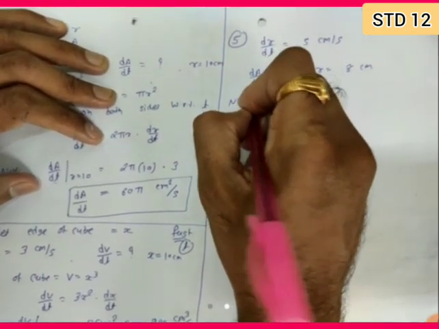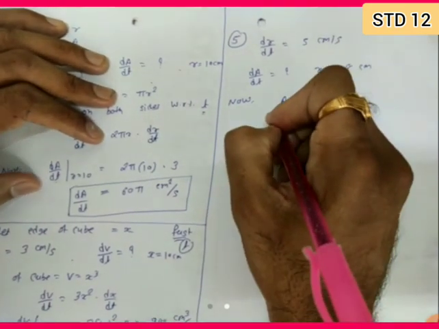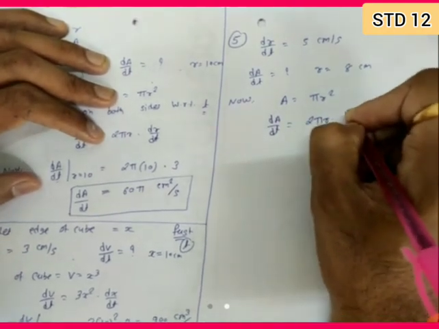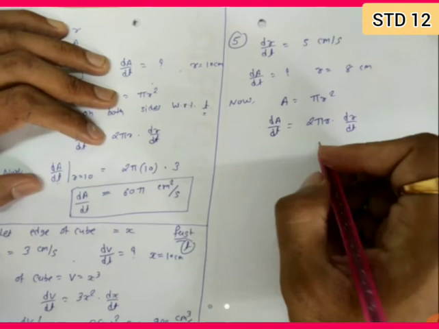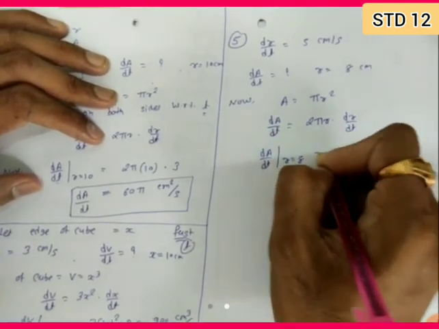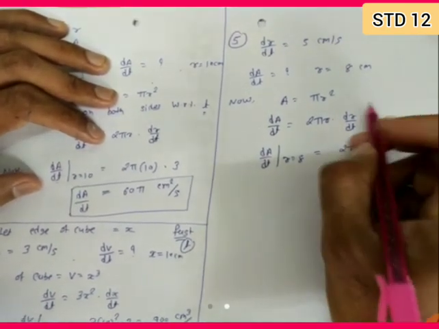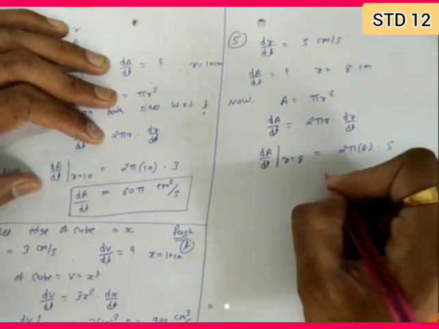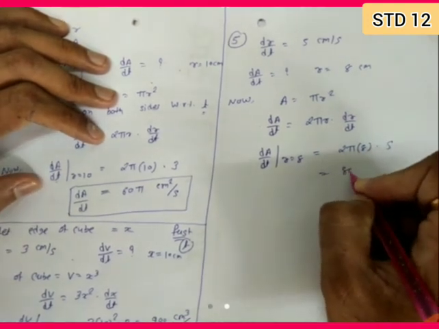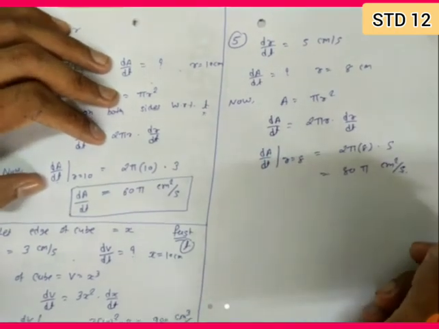Simple. So now we can write our area as A equals pi r square. Differentiate on both sides with respect to time. So dA by dt equals 2 pi r into dr by dt. Rate of change of area at r equal to 8 centimeter is 2 pi into 8 into the rate of change of radius with respect to time, which is 5. So 8 into 5 is 40, into 2, 80 pi centimeter square per second. Rate of change of area is in centimeter square per second.